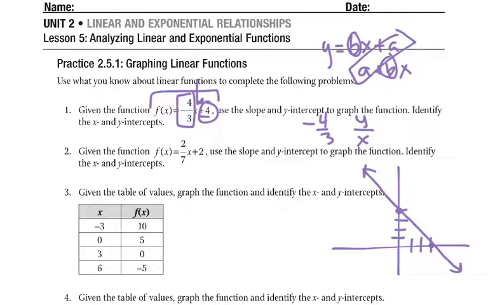Okay. Now the x and the y-intercept should be pretty easy to see. Our y-intercept is where it crosses the y-axis, right? The point would be 0, 4. And our x-intercept is where it crosses the x-axis. So our point would be 3, 0. Very important that you notice that for all y-intercepts, the x value is 0. For all x-intercepts, the y value is 0.